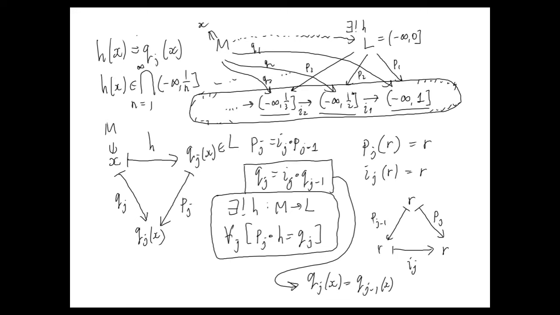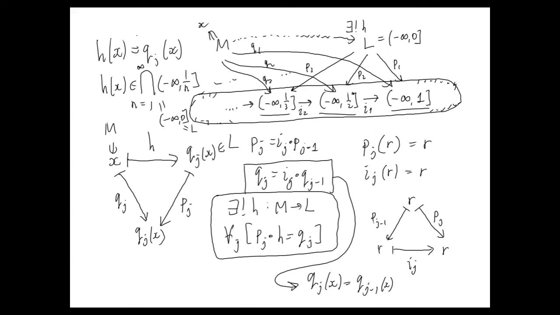What is this infinite intersection? If I take those intervals and intersect them infinitely, what do I get? The interval from minus infinity to 0. That's right. So H of X actually does belong to our L.